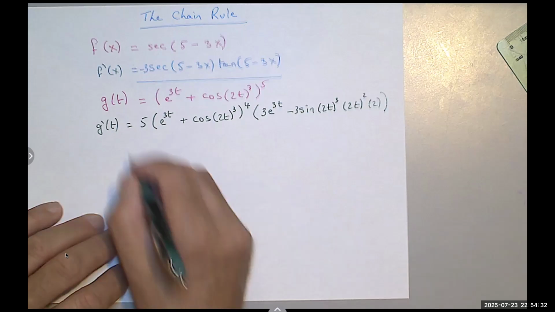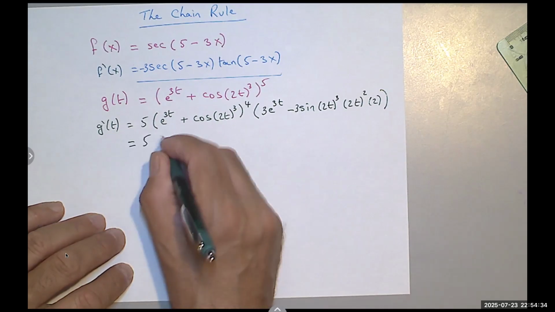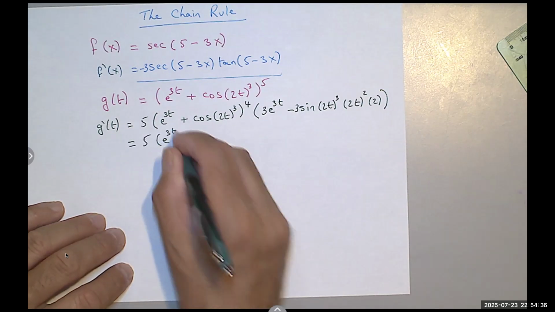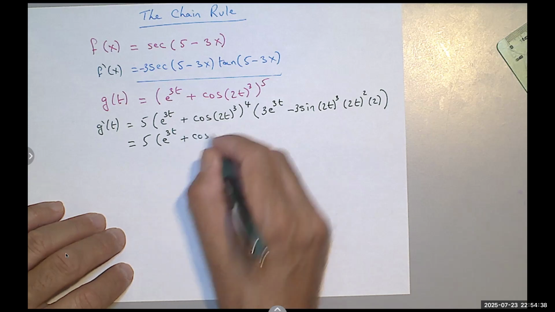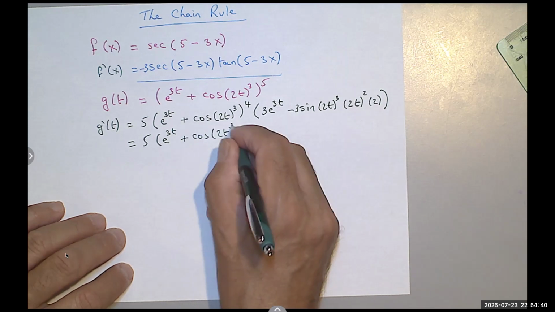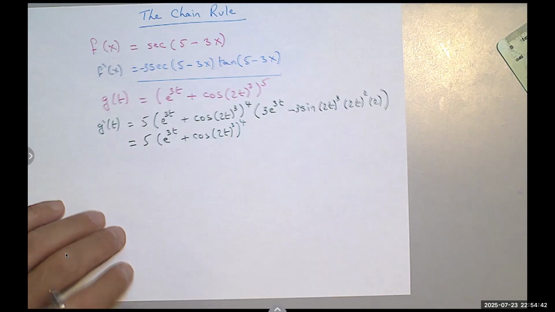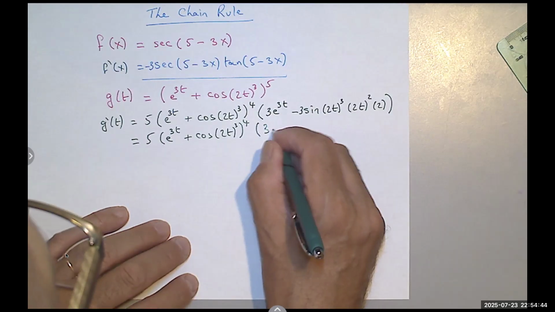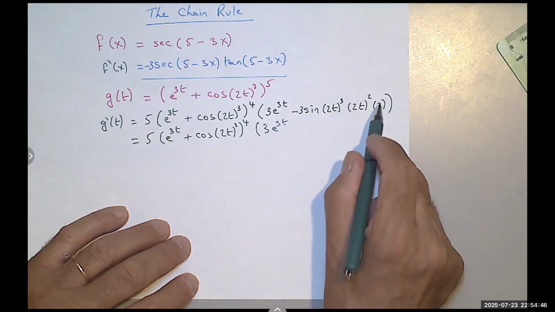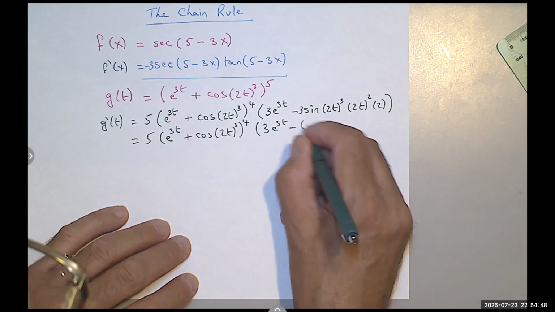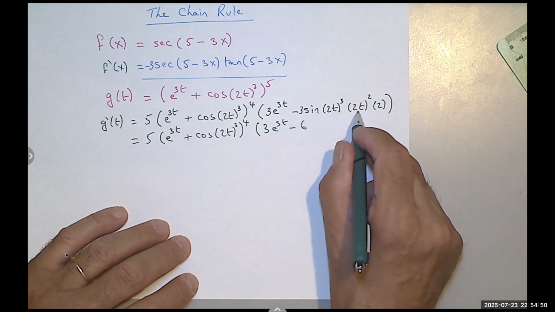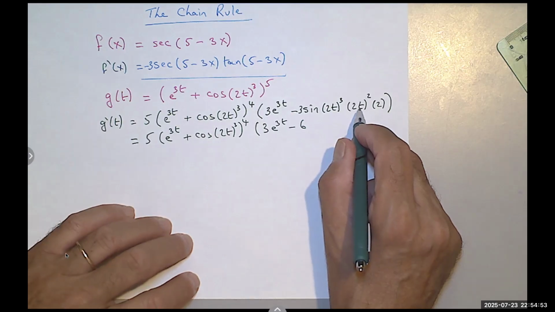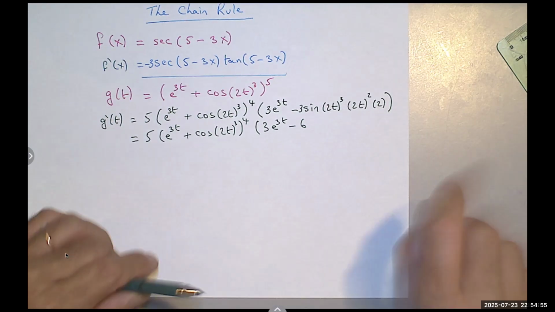And then we clean it up. So I have 5 times e to the 3t plus cosine of 2t cubed, quantity to the fourth, times 3e to the 3t. 2 times 3 is 6, so minus 6. And then I place this so that nobody thinks it's better to do this instead.